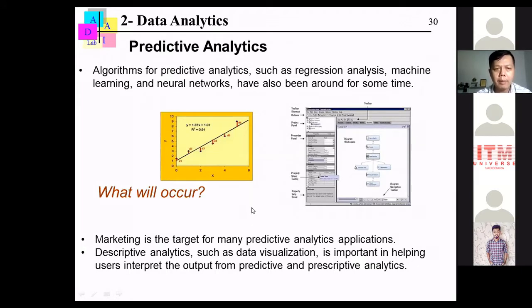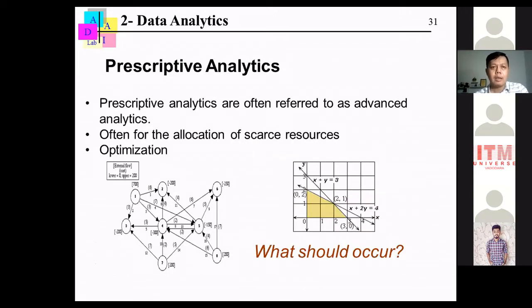Marketing is a target for many predictive analytic applications, and descriptive analytics such as data visualization is important in helping users increase the output from predictive and prescriptive analytics. Prescriptive analytics, often referred to as advanced analytics, is often used for the allocation of scarce resources and for optimization.